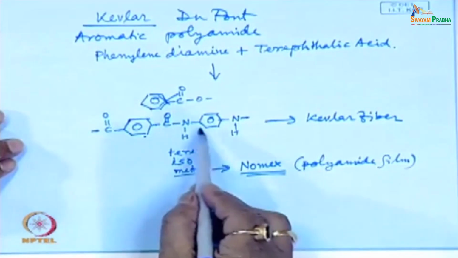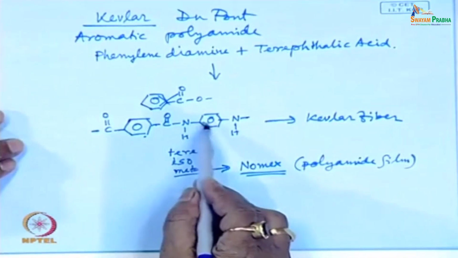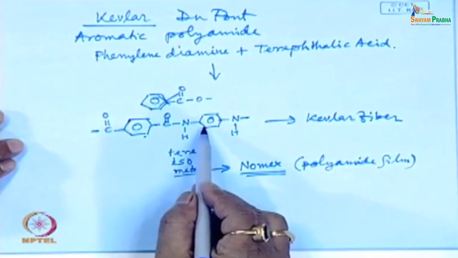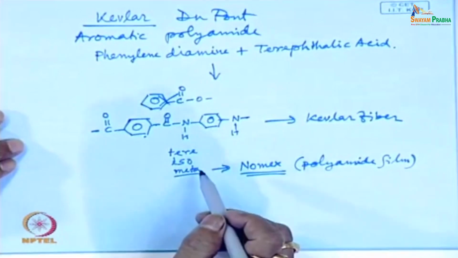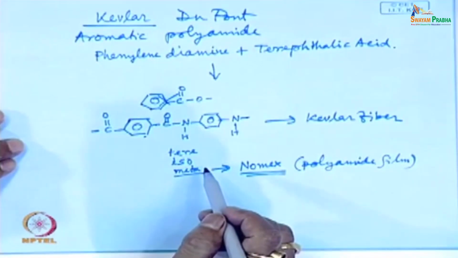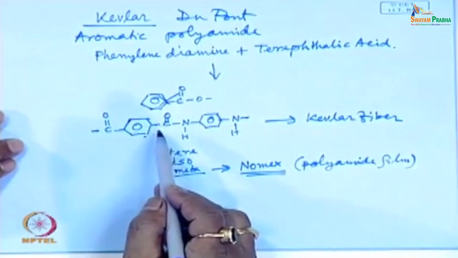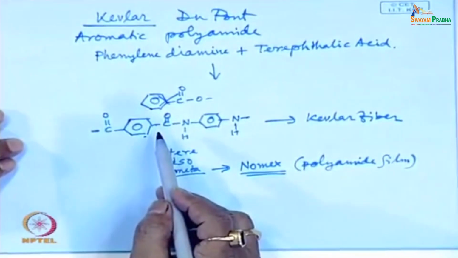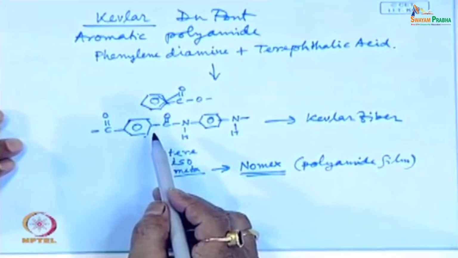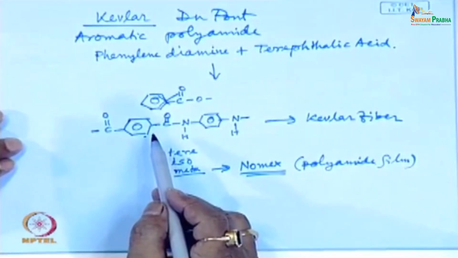Okay. Also, you can have a para substitution, paraphenylenediamine. You can take metaphenylenediamine. So, this way all are aromatic polyamides, but by virtue of this isomerization you are getting different melting transitions, different mechanical properties.